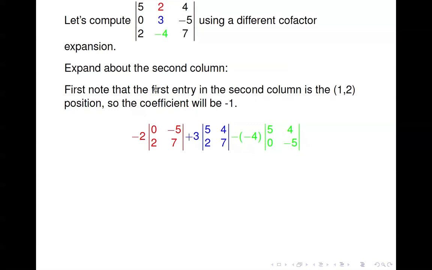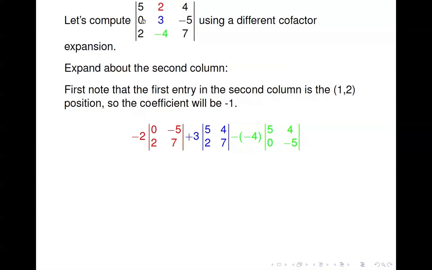All right, so we end up with minus 2 times, again, the determinant of the matrix that you get if you eliminate the row and the column containing the 2. So we end up with a 0, 2, negative 5, 7. So that's where we end up with that matrix. All right, then we move to the 3. Now since the 2 was a negative, the 3 is going to be a plus.